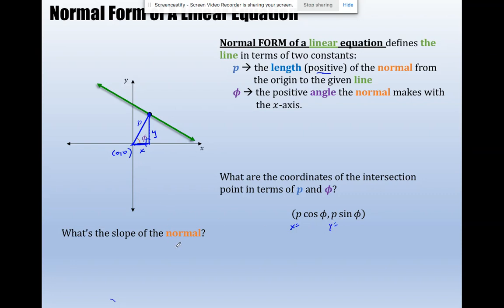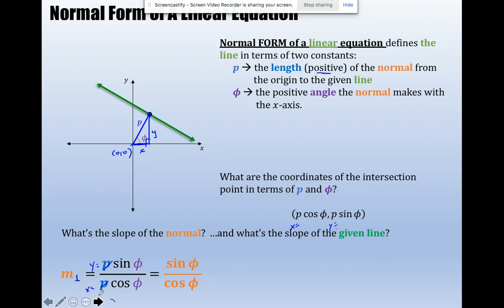How about the slope of the normal? What's the slope of the normal? Slope is always rise over run, isn't it? Y over x, isn't it? Well, what is my y? And what is my x? The slope of the normal is rise over run, y over x, but what happens to the p's? OMG. Sine over cosine.